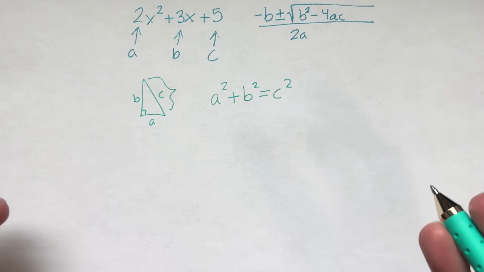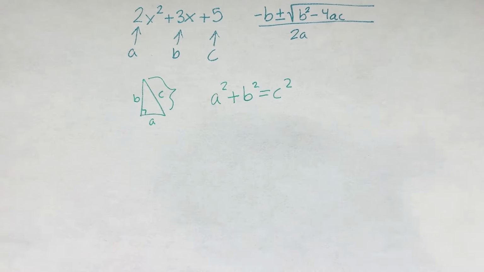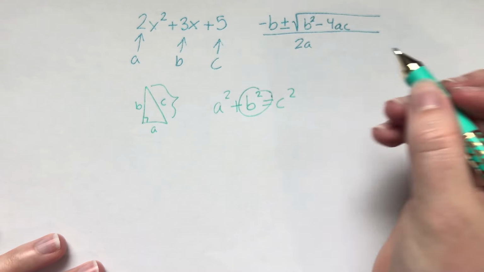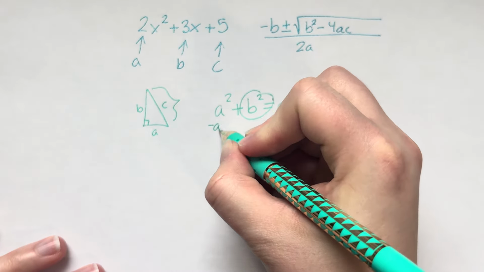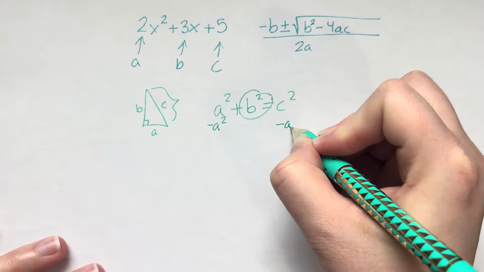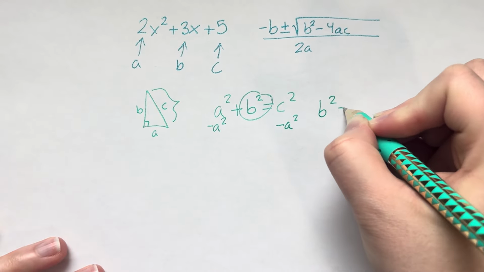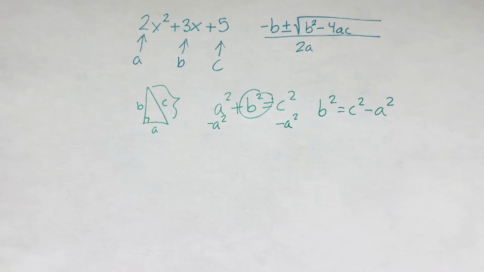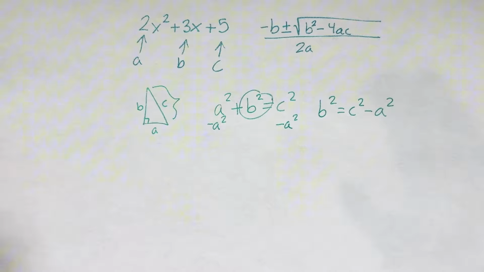You can also change this formula around a little bit. Say you want to find just b. Well, then with simple algebraic manipulation, subtract a squared from both sides, and b squared equals c squared minus a squared. That's it. You can now utilize the Pythagorean theorem to solve for missing sides of a triangle. It's just a matter of plugging in the numbers.